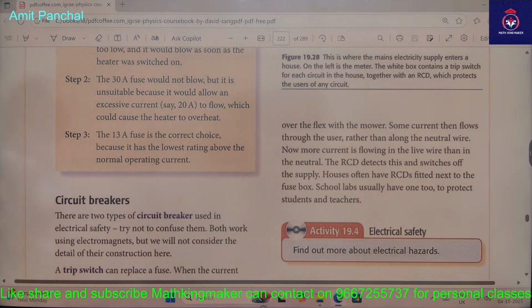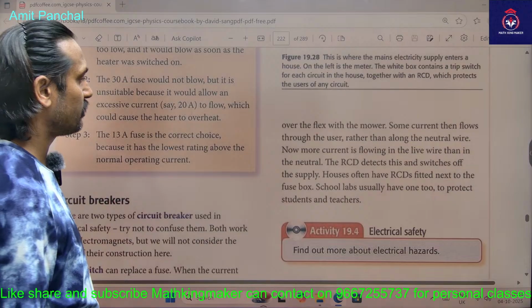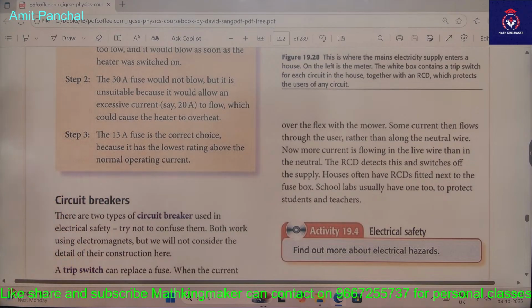Houses often have RCDs fitted next to the fuse box. School labs usually have one or two to protect students and teachers. So that will protect you from the shock.